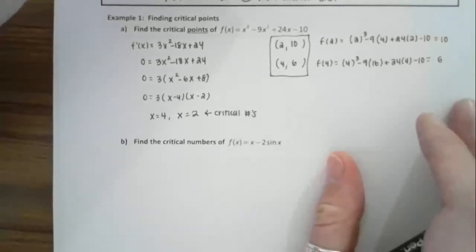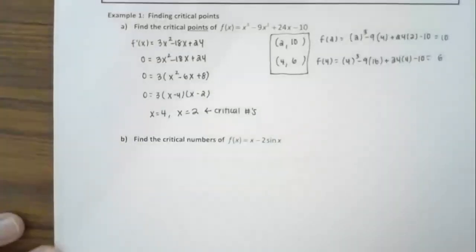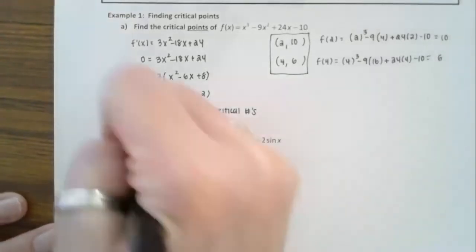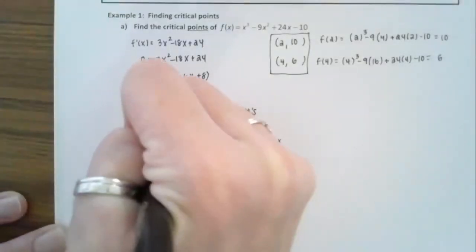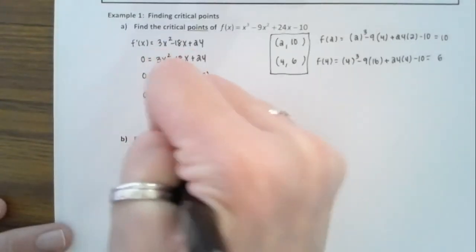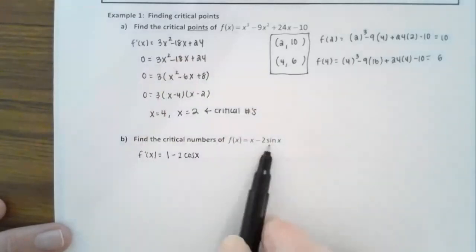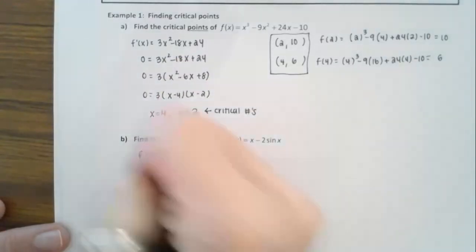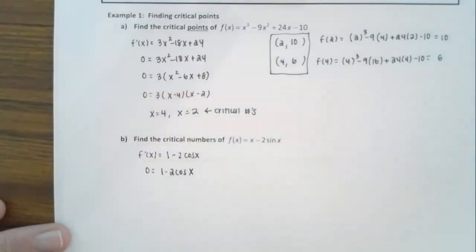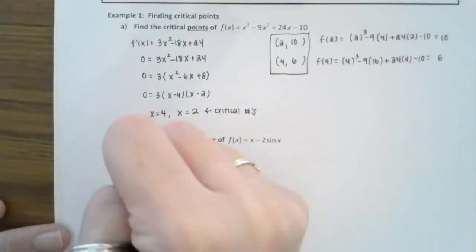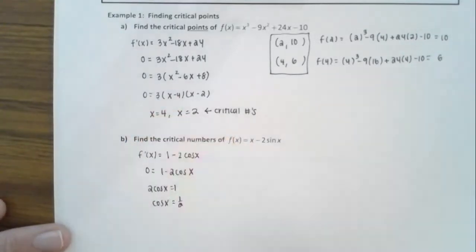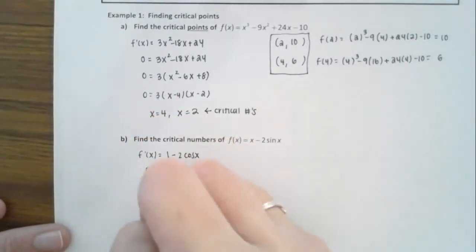Okay, so let's find the critical numbers of this function. So f of x is equal to x minus 2 sine x. So pretty much the same idea. We want to go ahead and take the derivative of this, which would be 1 minus 2 cosine, since the derivative of sine is cosine. So set this equal to 0. So 1 minus 2 cosine of x equals 0, which would give me 2 cosine of x is equal to 1. So cosine of x would be equal to 1/2. Take my inverse cosine.